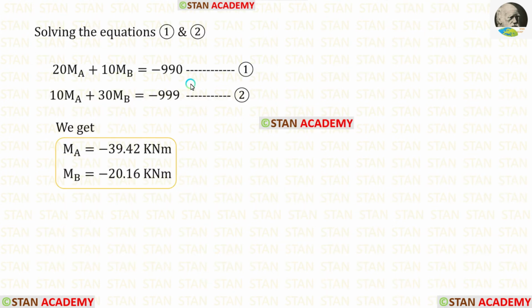We have two equations. Now let us use the calculator and solve these two equations. If you do not know how to solve two equations in the calculator, see the description below. There is a link. You can click the link and watch the video. I have used the calculator and got the values of MA and MB. For MA, I have got -39.42 kN/m. For MB, I have got -20.16 kN/m.